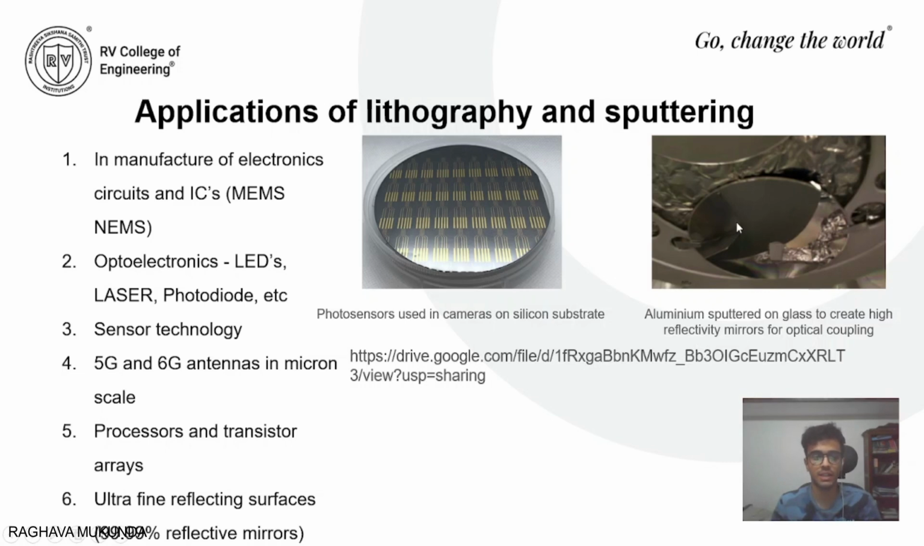Other than this, magnetron sputtering can also be used to create highly reflective mirrors up to 99.99% reflective. Figure 2 shows an example of an aluminum mirror created by magnetron sputtering. Figure 1 is a photosensor which is created on a silicon substrate using electron beam lithography.